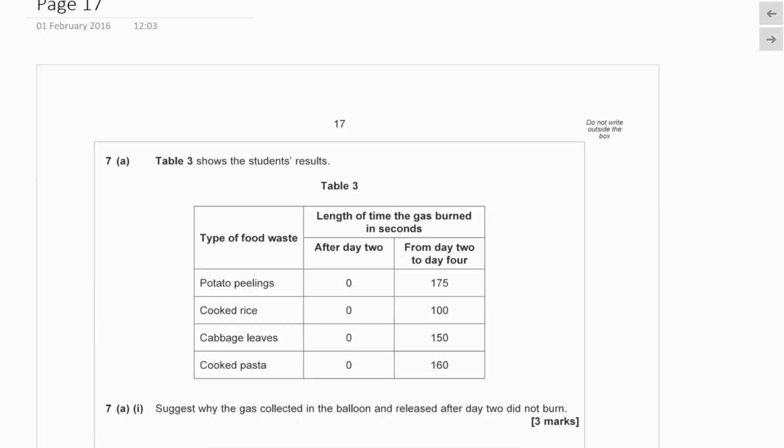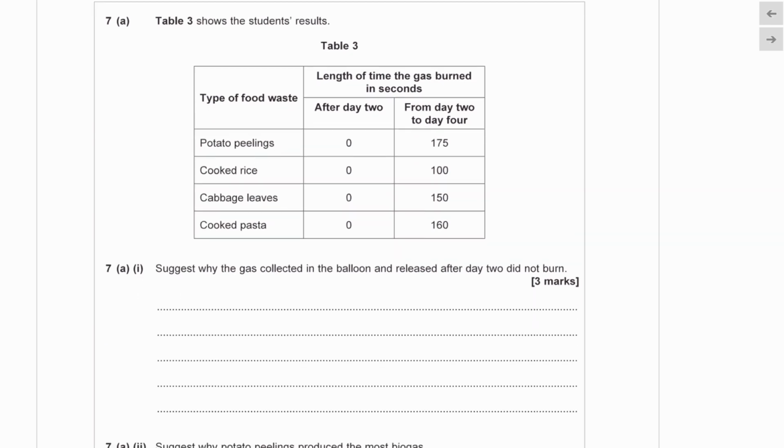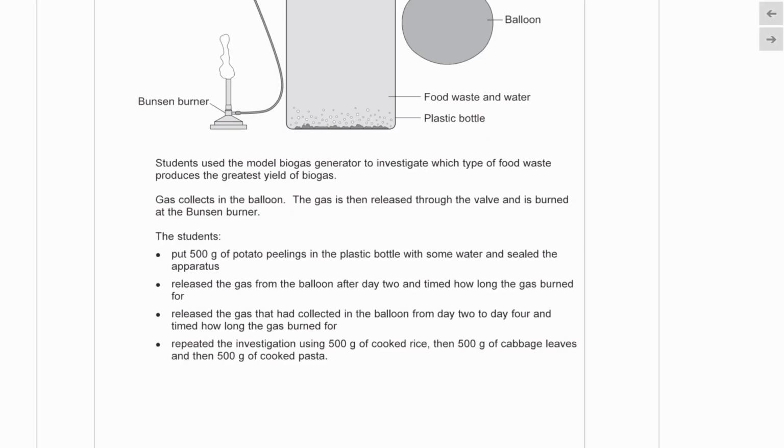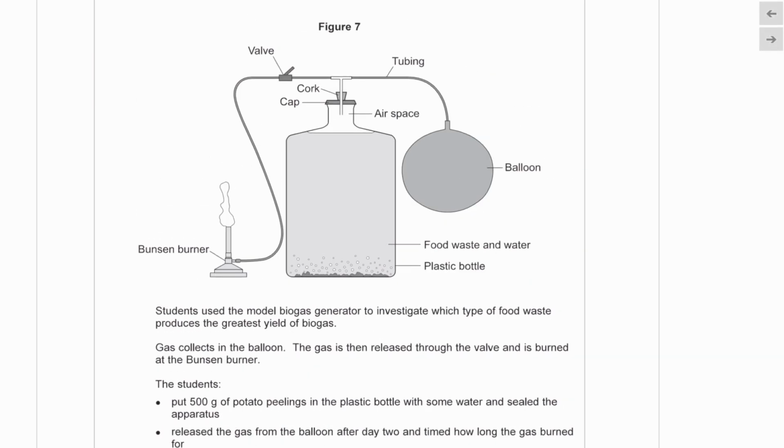Alright, so here is the table with their results, and you've got the length of time that gas burns for given the different fuels that they use, right? And now after day 2, we can see that no gas was burned from any of them. Whereas between day 2 and day 4, the gas released will burn. Now, suggest why the gas collected in the balloon and released after day 2 did not burn. Now, you've got to think what's actually going on here inside the apparatus. Let's have another look. So you've got your food waste, which is either potato or cabbage or whatever it's going to be, in water.